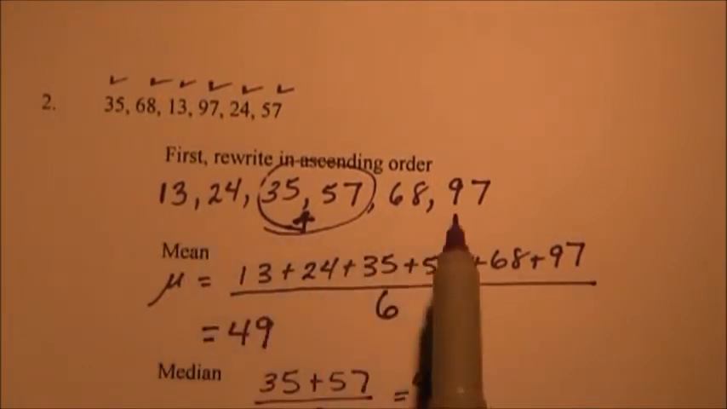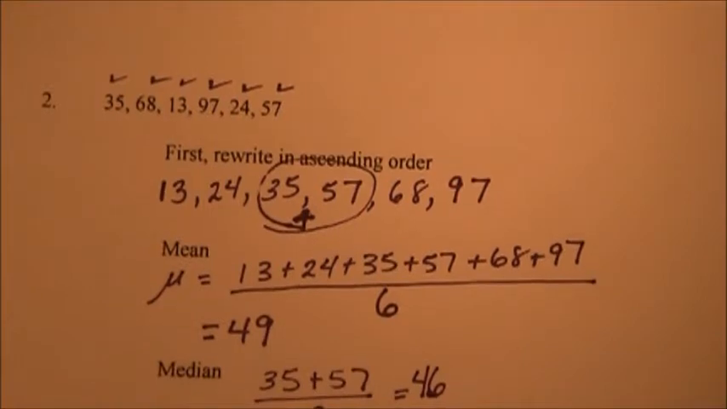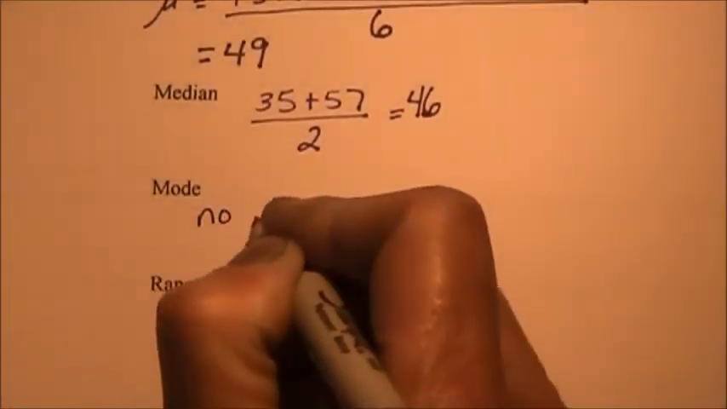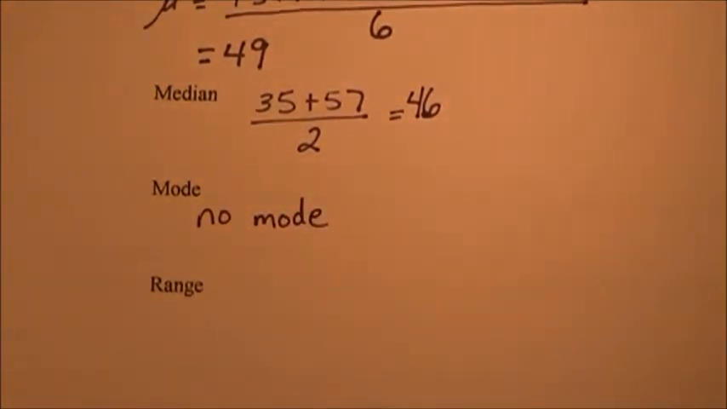In this case, looking at our numbers, there is no number that repeats or no number that happens more often than others, which means that we have no mode. And that is possible. Remember, mode is a number that repeats the most often within the data.